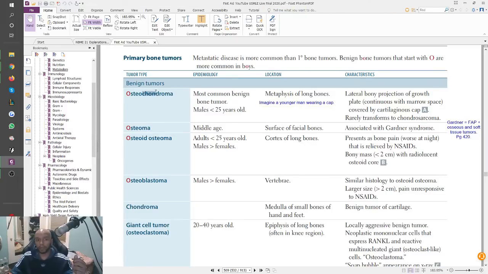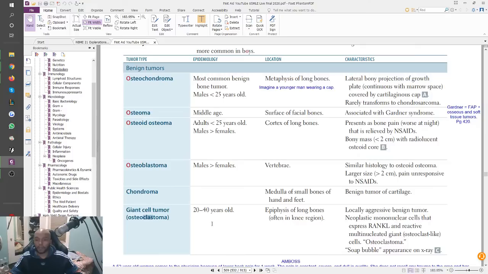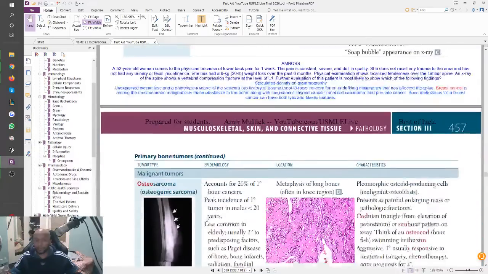This is a chondroma because this is more so cartilage related, right? Whereas this one here is related to osteoblasts. Remember, osteoblasts are the ones that make bone. And osteoclastoma is going to have too many osteoclasts, a very aggressive benign tumor. This one has a soap bubble appearance, right? Osteoclastoma. So you want to make sure that you get these things down pretty well, because it's a really big deal.